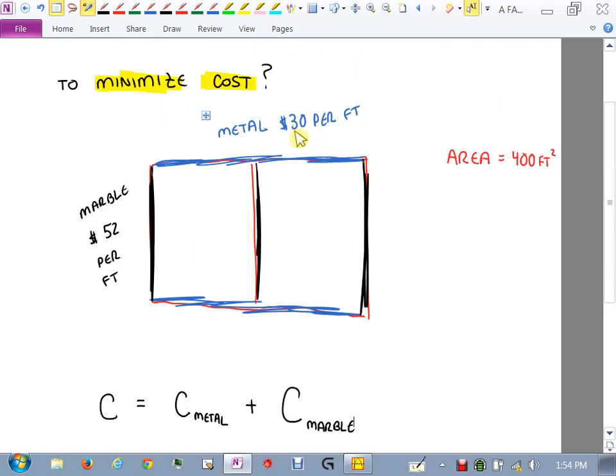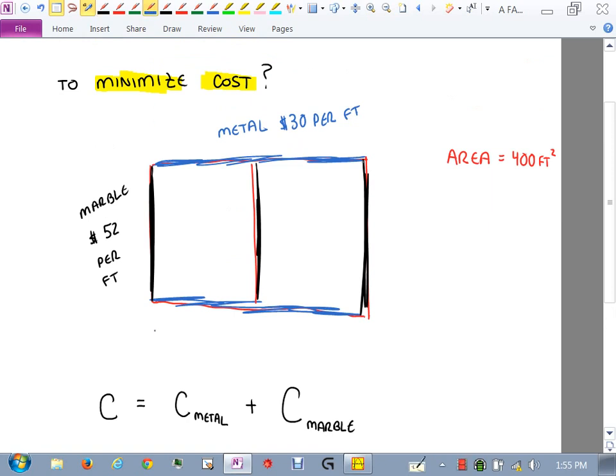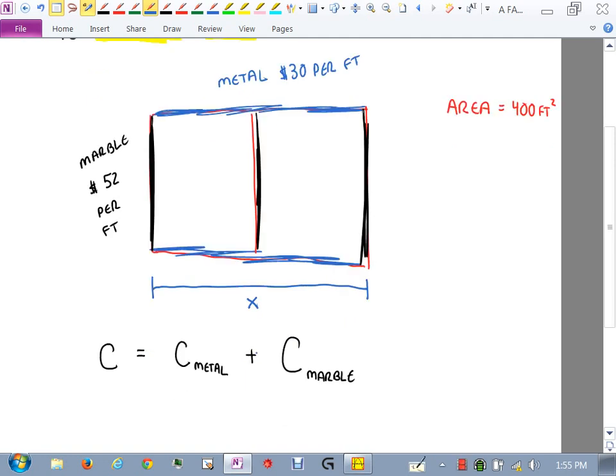It's $30 per foot, right? But how many feet do you have? You don't know, right? So you better call it something. Call it X, right? So let's let this total distance from here to here be X. So how much would it cost for this side of the fence? X times 30, 30X, right?